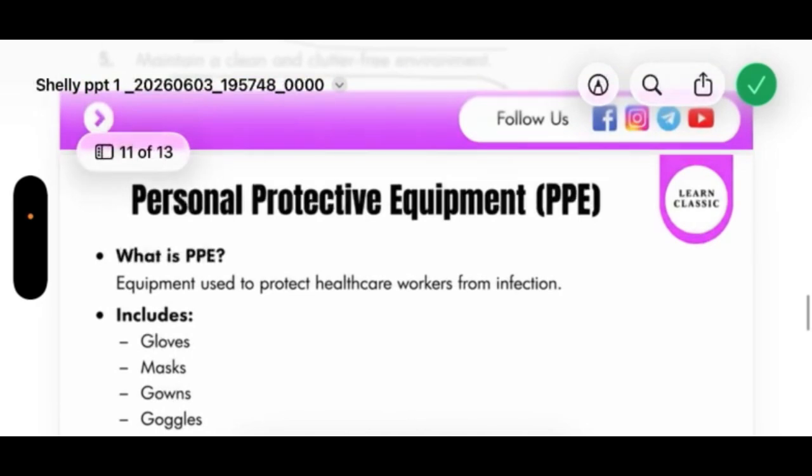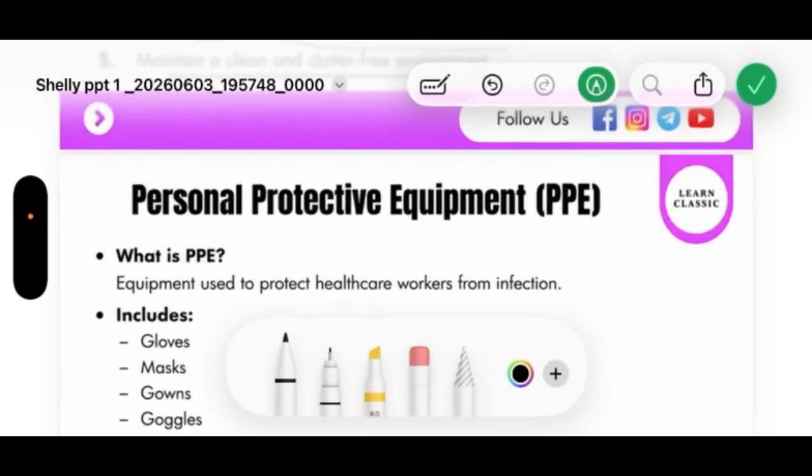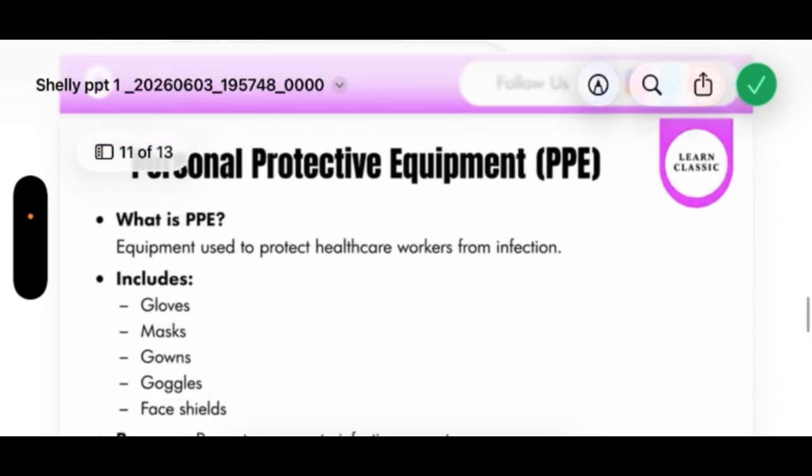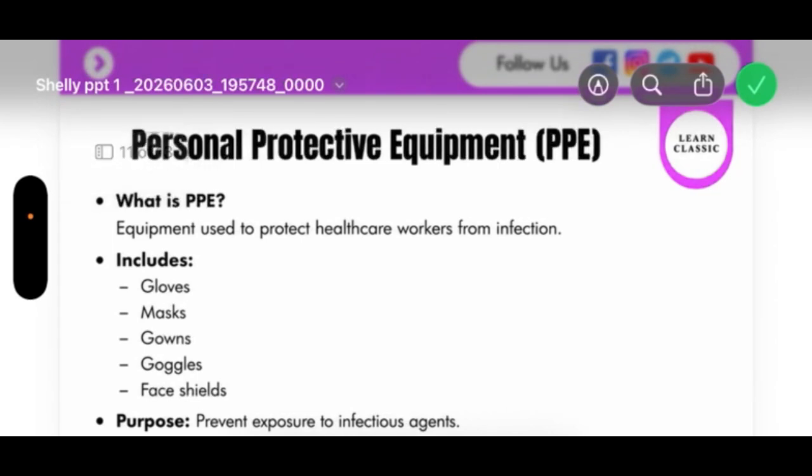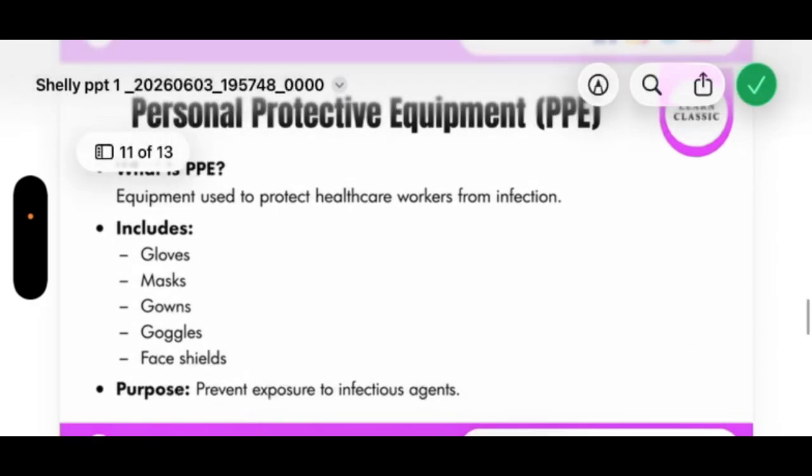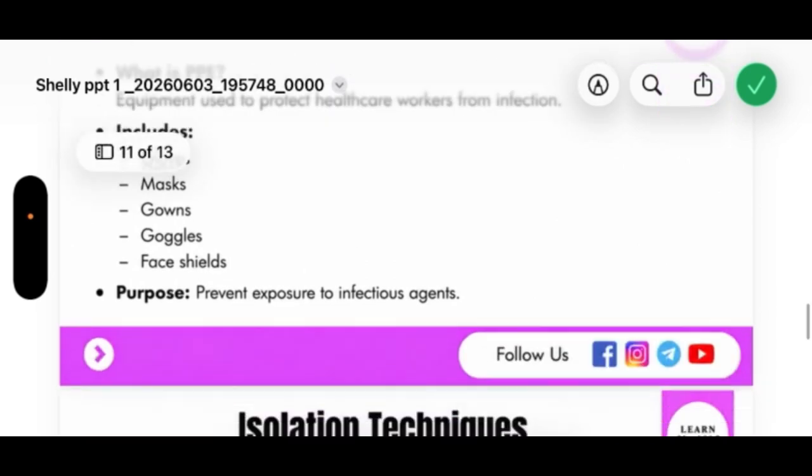Now, personal protective equipment or PPE. Now the question, what is PPE? Equipment used to protect healthcare workers from infection. We have already discussed this. What it includes, I think now you all can recognize, memorize and also identify: gloves, mask, gowns, goggles and face shield. What is the purpose of it? Prevent exposure to infectious agents.